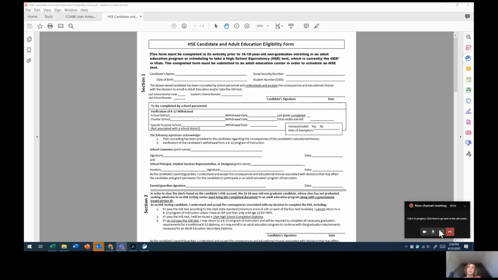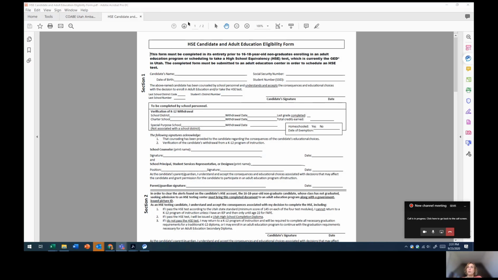And it is important to make sure that the SSID, the school district code, and school number and district number are filled in when you complete this form, because that information is collected and sent out to school districts and schools for any students who have completed the GED or completed a diploma in adult education. So those outcomes are appropriately recorded and influence the dropout rate for the school. You can see there is a school counselor signature required, a school principal signature required, and the parent guardian granting permission. That's all on that top part of the form.